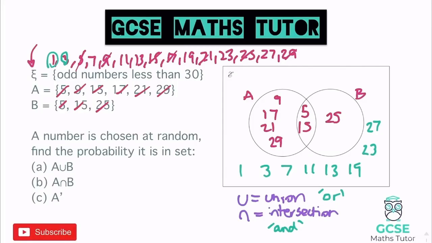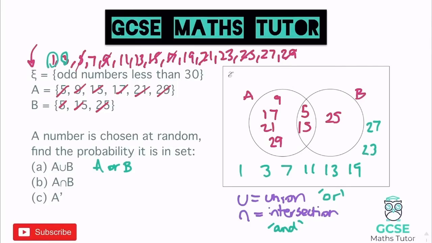The first one is U. So we've got A or B. So the numbers that are in A or B. And it is a probability, so we'll talk about writing it as a probability in a sec. But if we have a look at the numbers that are in A or B, well, we've got the 9, the 17, the 21, the 29, which is in A. We've got the 25, which is in B. And then we've also got the 5 and the 15, which is in A and B. So just because that's in both doesn't mean it's not in A or B.